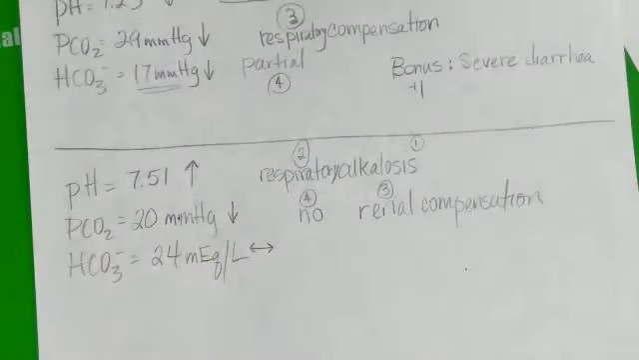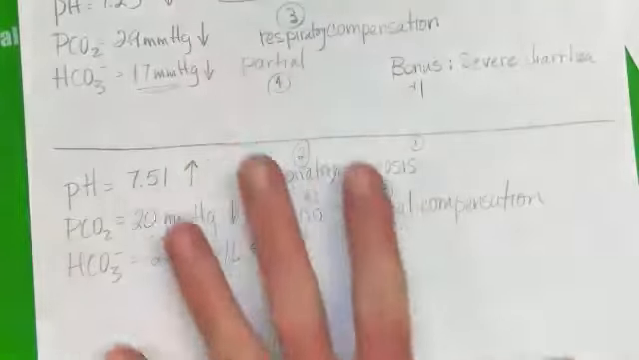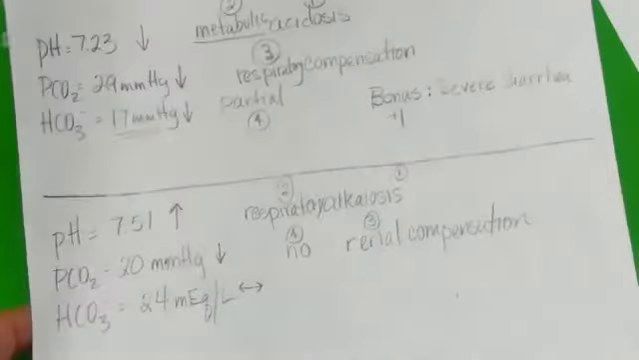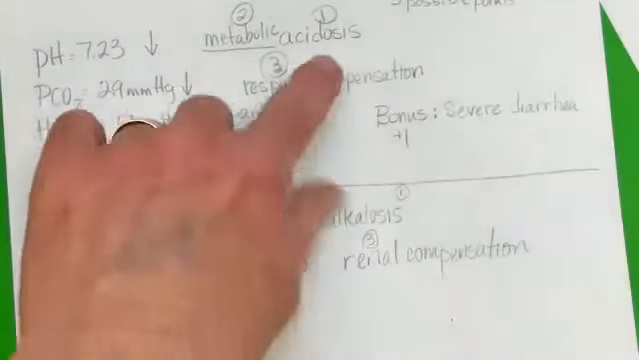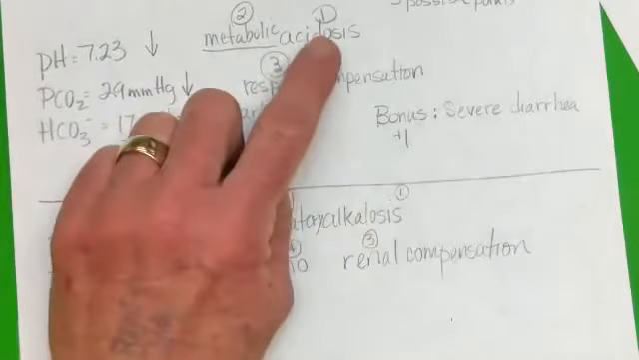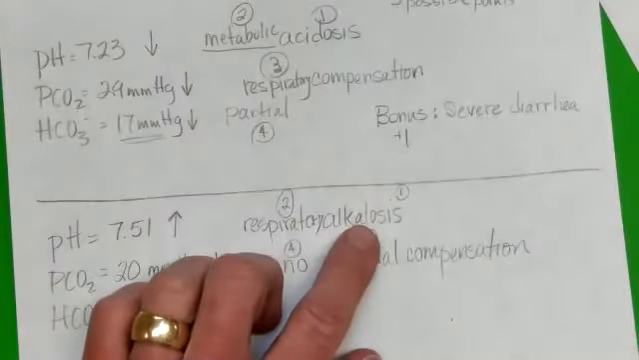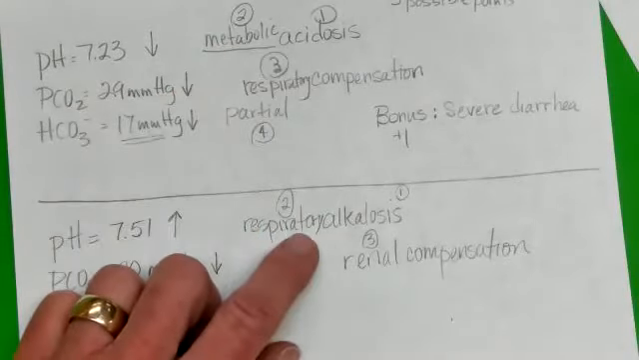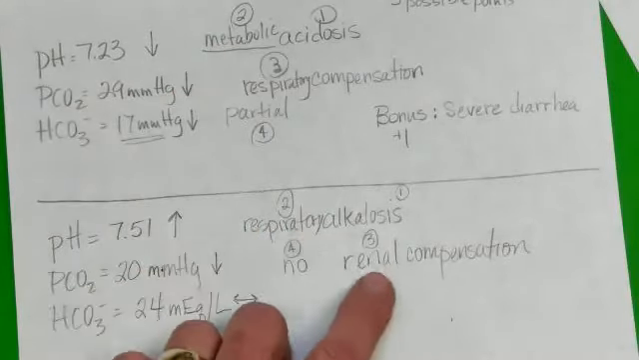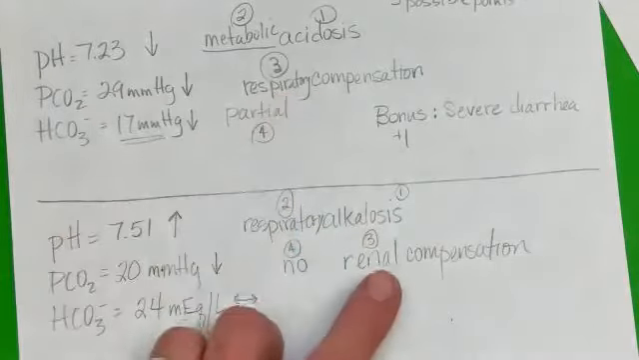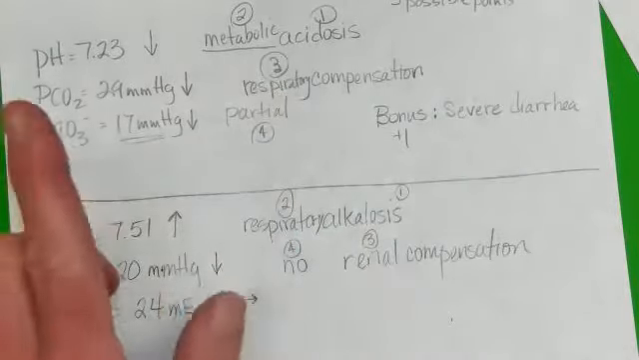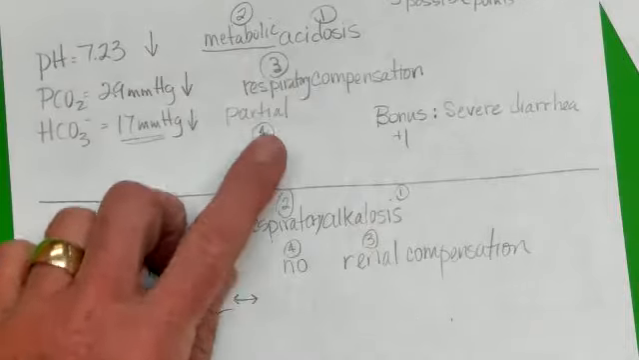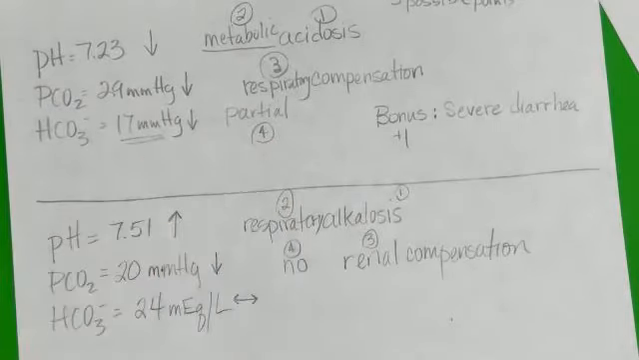So your answers for each of your points here, these are all the possibilities you can have. For point number 1, you're only ever going to say acidosis or alkalosis. For point number 2, you're only ever going to say metabolic or respiratory. For point number 3, you are only ever going to say respiratory or renal. And for point number 4, you're either going to say partial, no, or full, which we'll do in just a minute now that I've told you, but it doesn't matter.